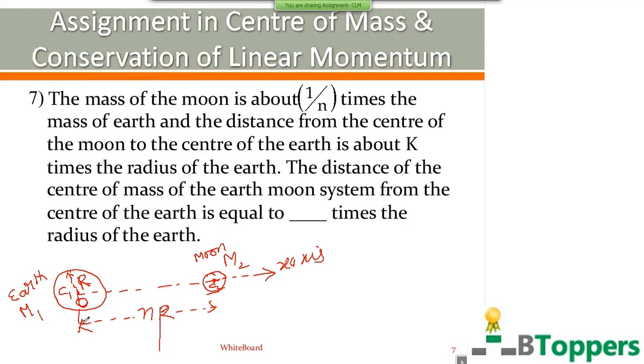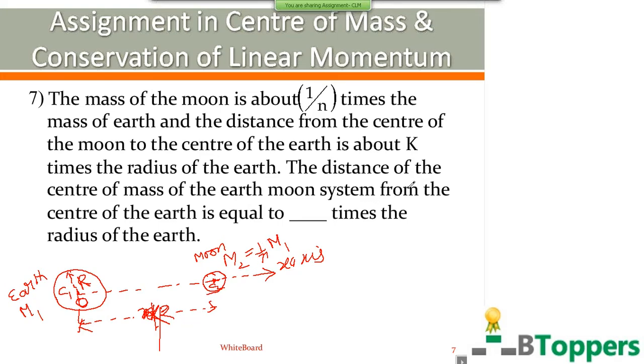It is given that the distance between the center of the earth and the center of the moon is k times the radius of the earth, and the mass of the moon is 1 by n times the mass of the earth. That means M2 is equal to 1 by n times M1. I'm sorry, it's not n times for the distance, it's k times the radius of the earth. So the distance between C1 and C2 is k into r.